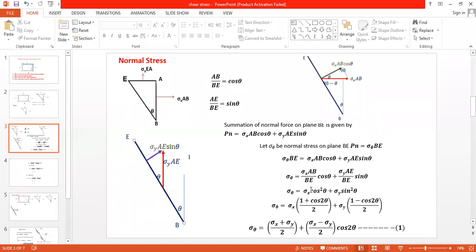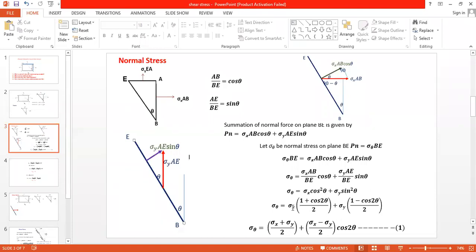Now cos square theta I will replace by (1 plus cos 2 theta) by 2. This is a standard relation from trigonometry. And sin square theta I am going to replace by (1 minus cos 2 theta) by 2. It is also a standard relation from trigonometry. Therefore, your equation becomes sigma theta is equal to sigma x into (1 plus cos 2 theta) by 2 plus sigma y into (1 minus cos 2 theta) by 2.